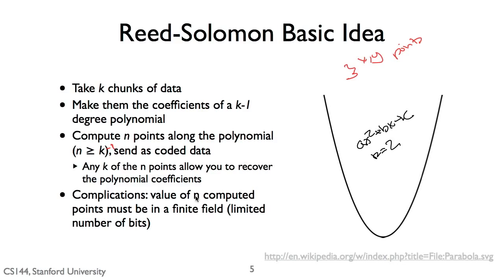k points, where k is less than n, would allow you to uniquely and correctly determine what these coefficients were. So for example, I have a second degree polynomial, which I generated from 3 chunks of data, a, b, and c. Then what I do is I compute points 0, 1, 2, say 3, 4, 5, and 6. And I send P0, P1, P2, P3, P4, P5, P6.